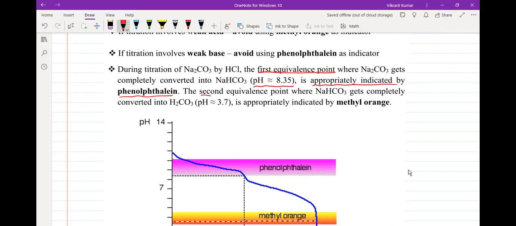But if I am talking about second और the final equivalence point, then we'll say कि वहां पर पूरा का पूरा H2CO3 में कन्वर्ट हो गया. pH का वैल्यू is in the range of 3.6 plus minus, that will depend कि कितना कंसंट्रेशन लेकर चले, but वही रेंज है, 3 से 4 के बीच का रेंज है. That's why it will be appropriately indicated by methyl orange.